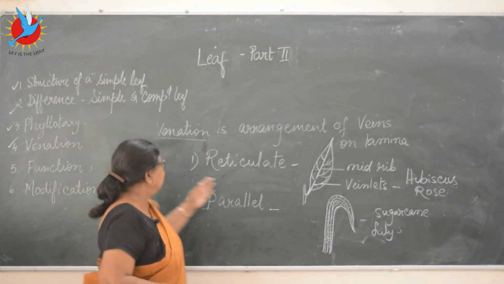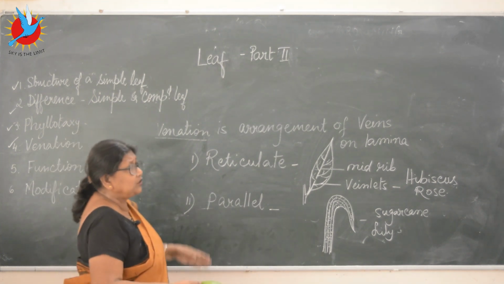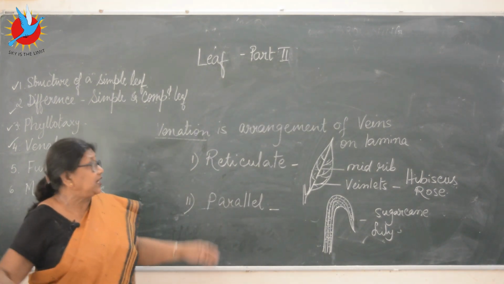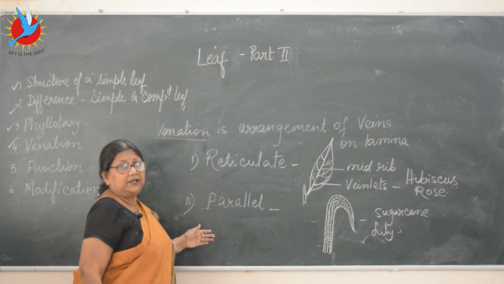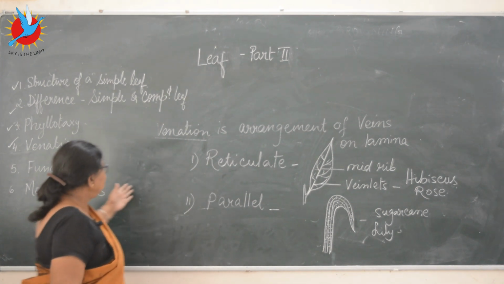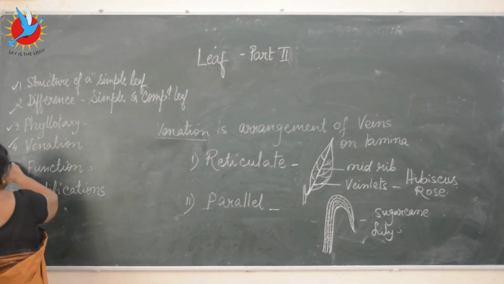So very simple. Venation is nothing but the arrangement of veins, whether it is reticulate or parallel. Okay? So now next we proceed to the functions of the leaves.